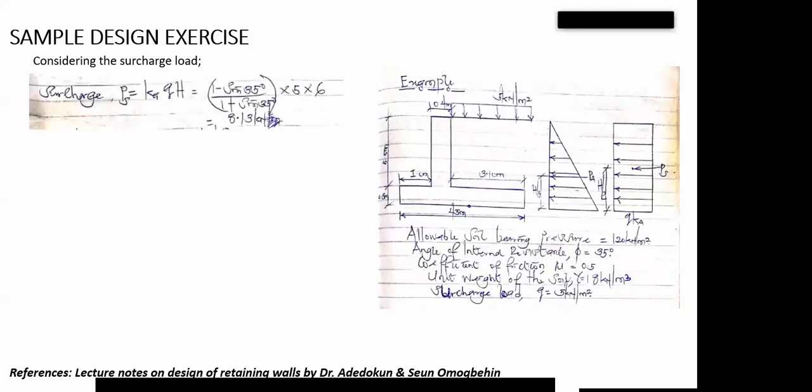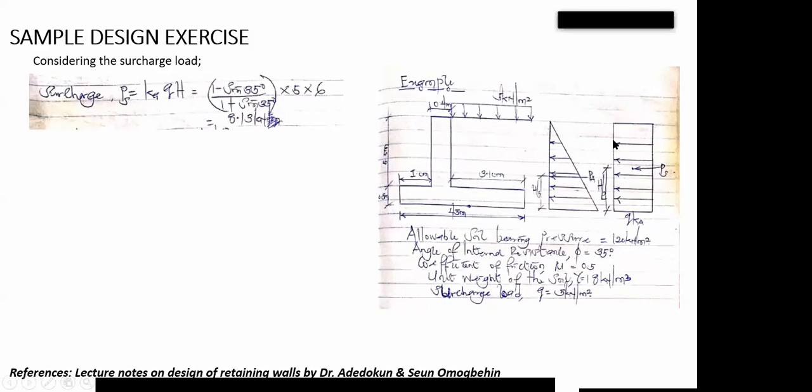Now, your surcharge is the same thing, KAQ times H. When I started, I said that it is KAQ without putting H, but I specifically emphasized that your surcharge is independent of your height. It's going to be the same all through. So the maximum possible is just when you take your total height, and that will be the total surcharge.